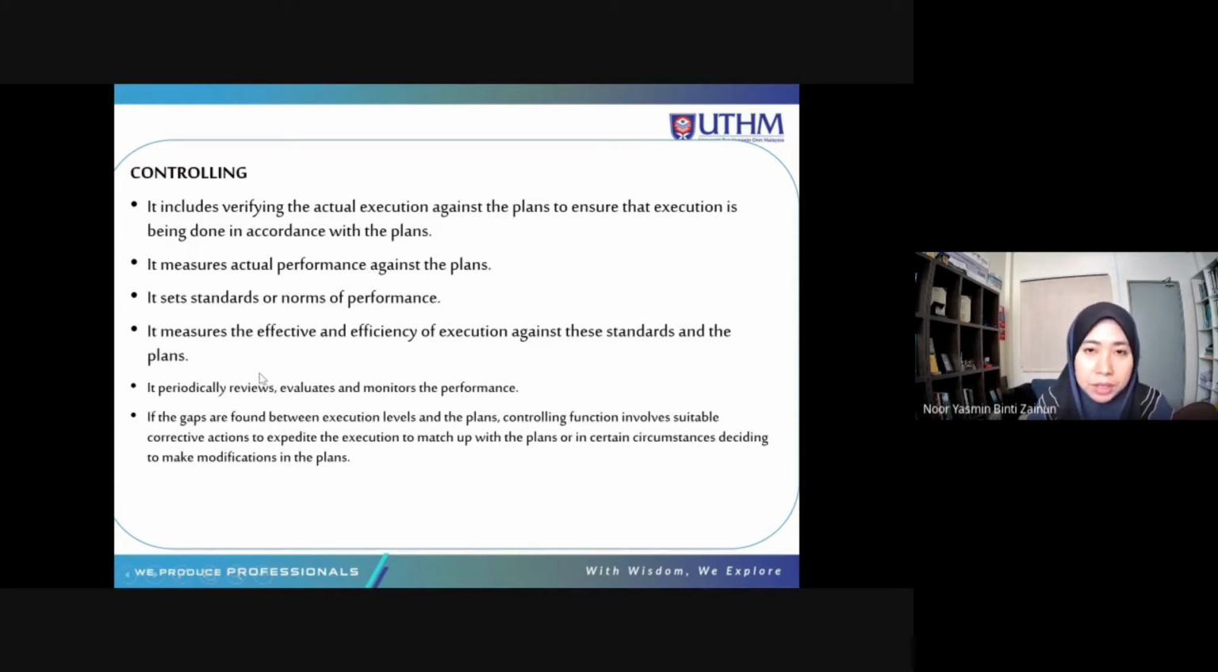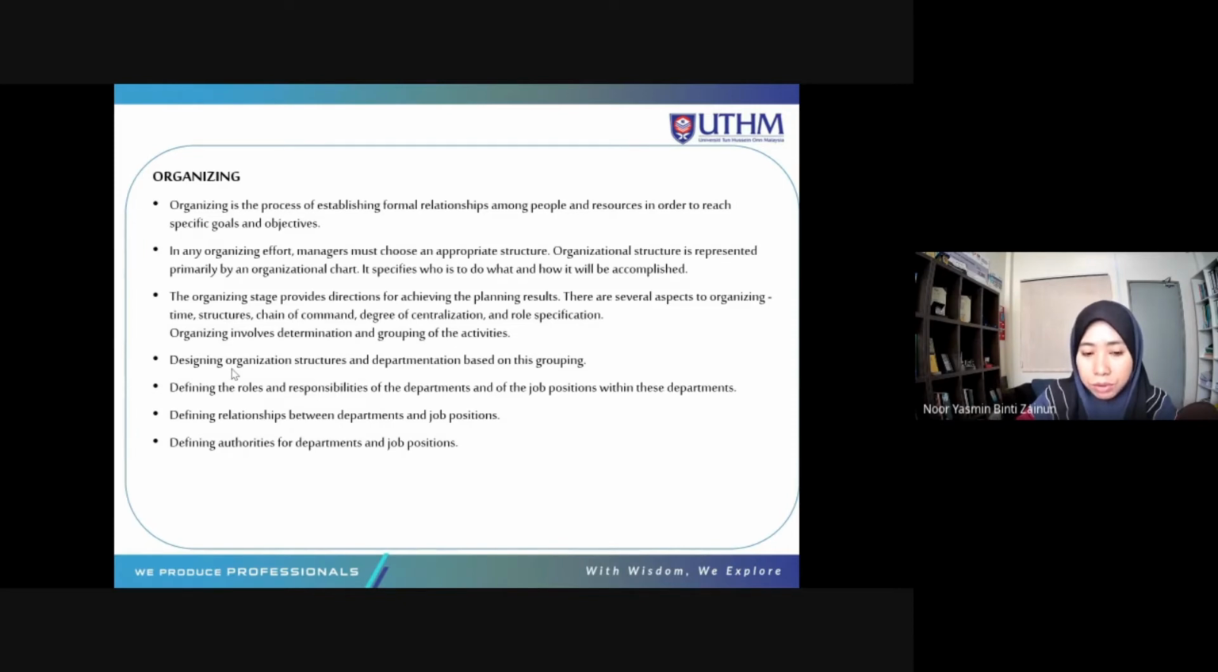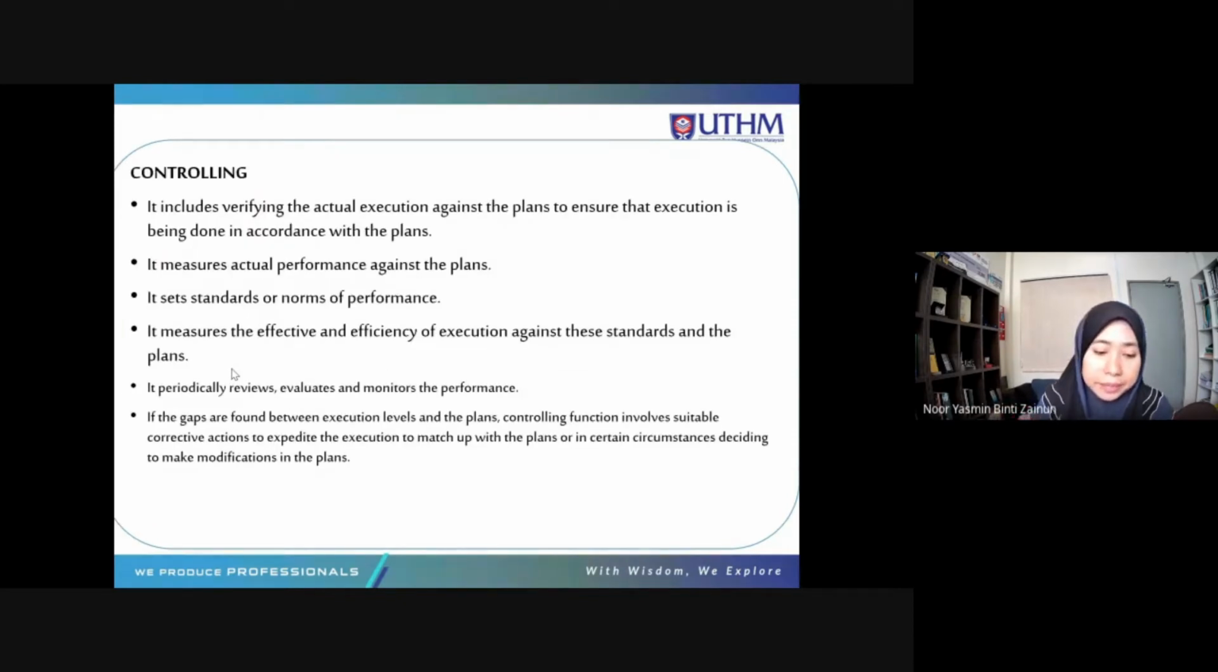So it's very important for the project manager to manage, not only controlling, actually to manage, because the project manager is involved from the starting of the project, meaning on the planning, on the organizing, and also on the controlling. Okay. It periodically reviews, evaluates, and monitors the performance.